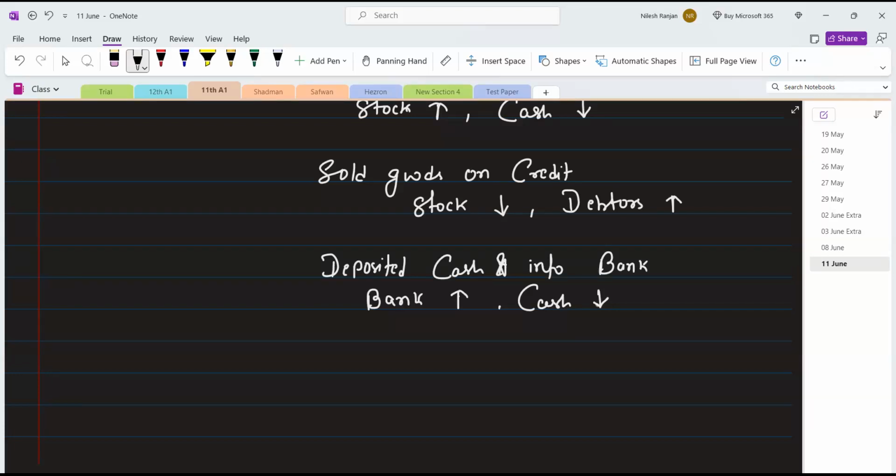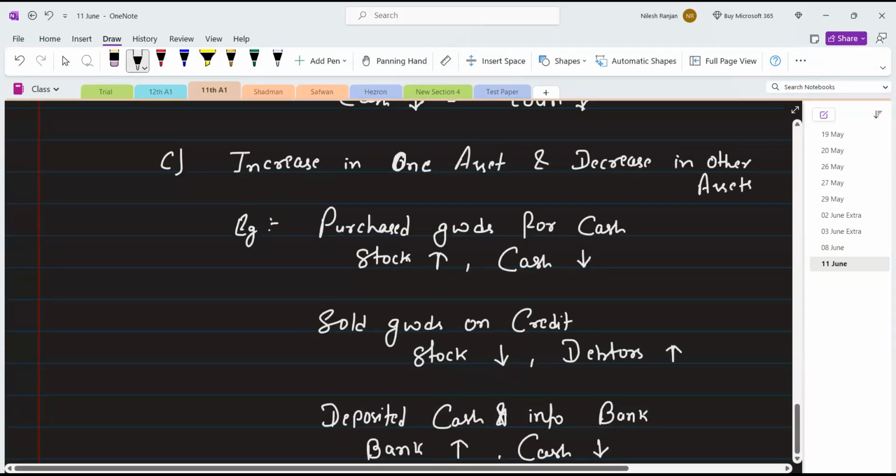I'm writing only 2-3 examples of every type of transaction. It does not mean that there will be no other transaction. There can be different transactions, but I'm writing only 2 or 3 because you need to understand what it looks like.